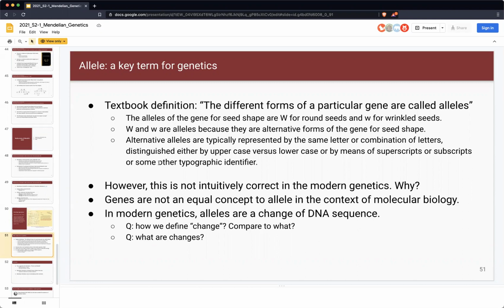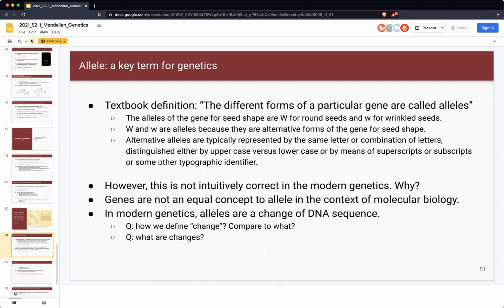The reason is that in most situations, the allele you learned in molecular genetics or modern biology at university is almost equal to gene. But the allele is not equal to gene. They are totally different concepts. An allele could be part of a gene, but it's not the same concept, especially in the context of molecular biology, right?